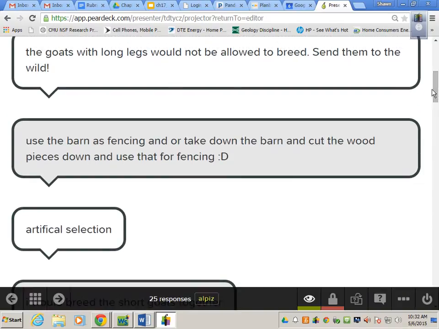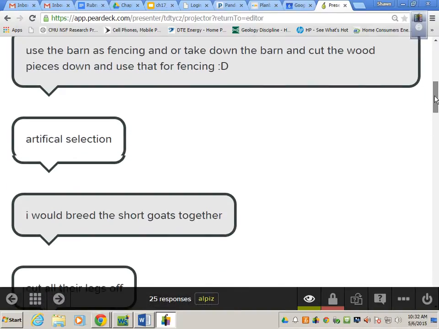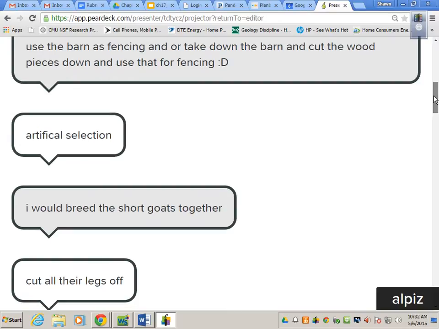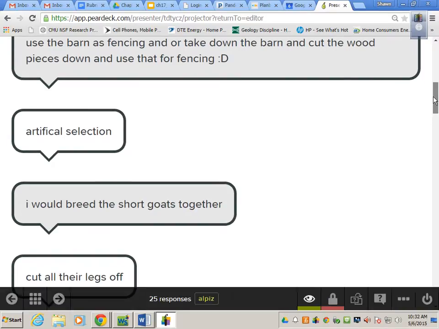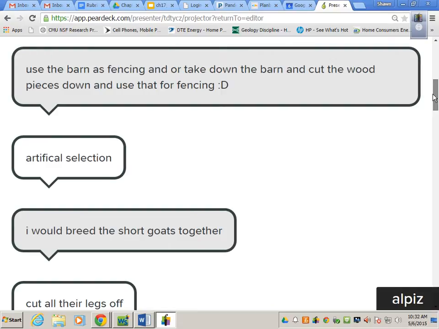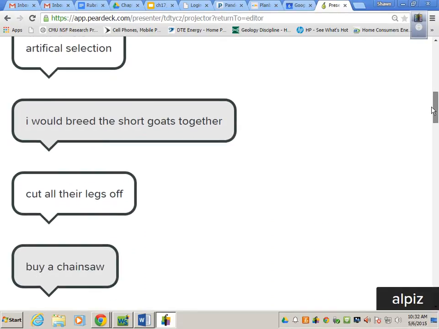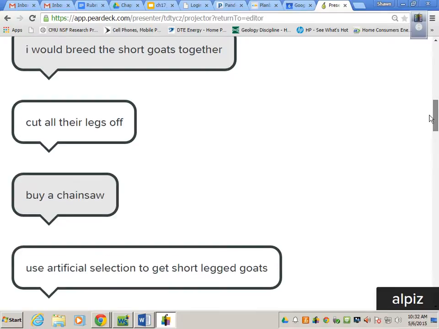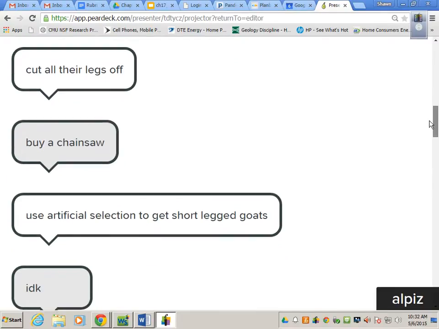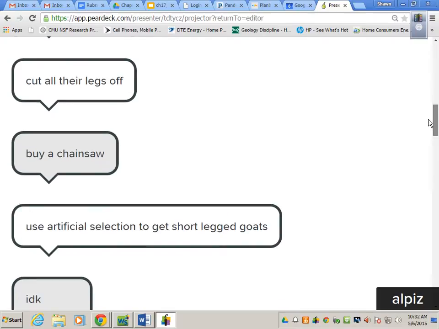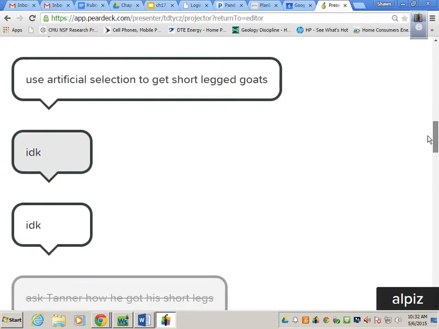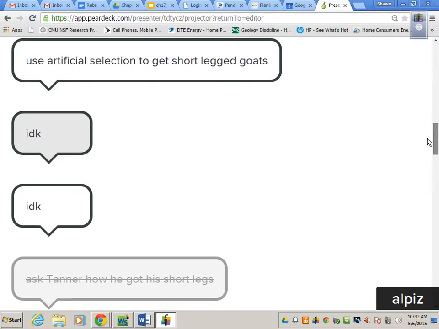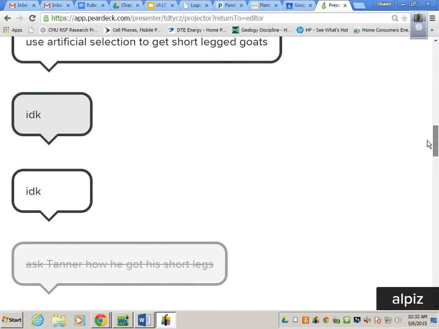Send them to the wild. Let the wild ones roam. Okay. That's a book, isn't it? Where the Wild Things Are. Use the barn as a fencing and take down the barn and cut the wood pieces down. Oh, there you go. Recycle, reuse. Reuse the barn. Repurpose it. Just breed the short goats. Cut their legs off, but now we're getting dark. All right. Use artificial selection.